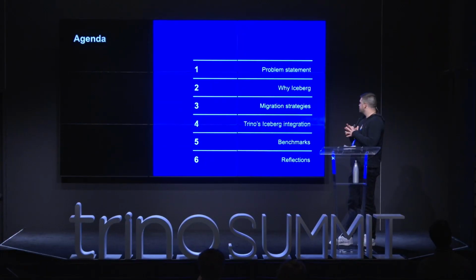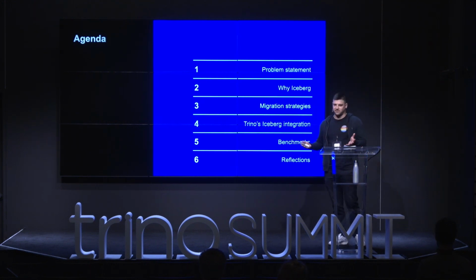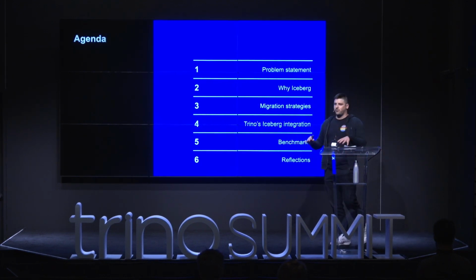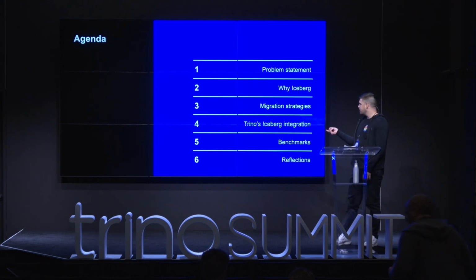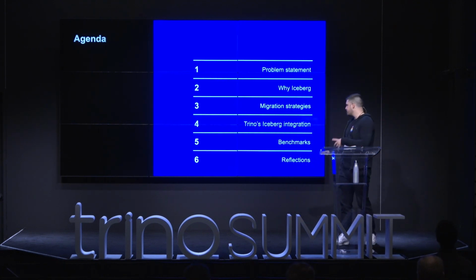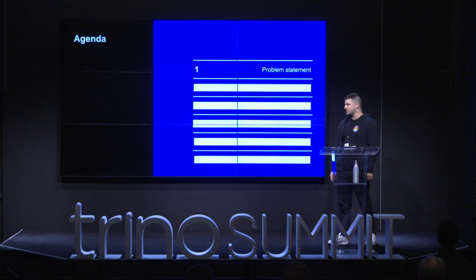Okay, so let's go over the agenda. I'm gonna outline the problem statement and give you guys some context on why we were trying to migrate petabytes of data. That's not something you would want to willingly do. It's not that fun. Why we thought Iceberg was a good solution for our problem. I'm gonna go from a high level, different migration strategies you would want to consider if you found yourself in a similar situation. Then I'm gonna go over the Trino Iceberg integration. I'm going to go over some benchmarking results between old and new data sets, and then finally I'll go into some reflections on the project at large.